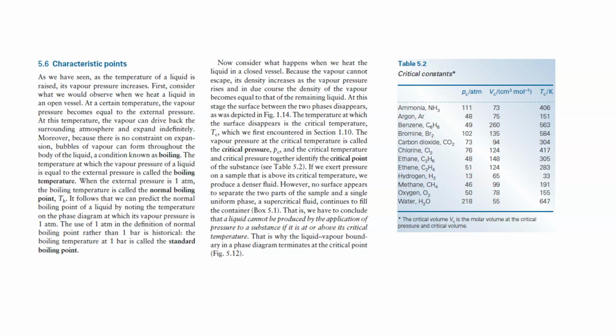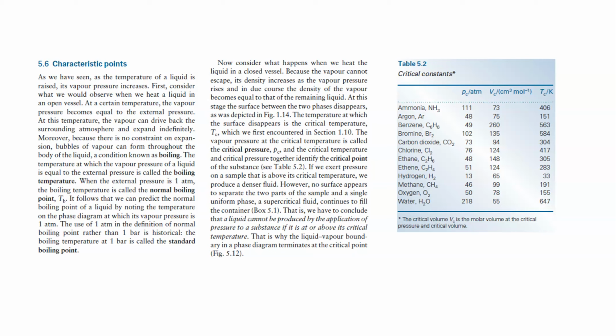It follows that we can predict the normal boiling point of a liquid by noting the temperature on the phase diagram at which its vapor pressure is 1 atmosphere. The use of 1 atmosphere is the definition of normal boiling point rather than 1 bar, based on historical reasons. The boiling temperature at 1 bar is called the standard boiling point, and they're incredibly similar because a bar is very similar to an atmosphere.